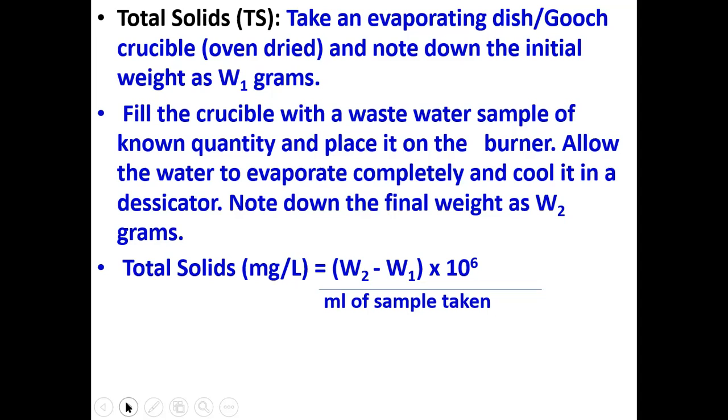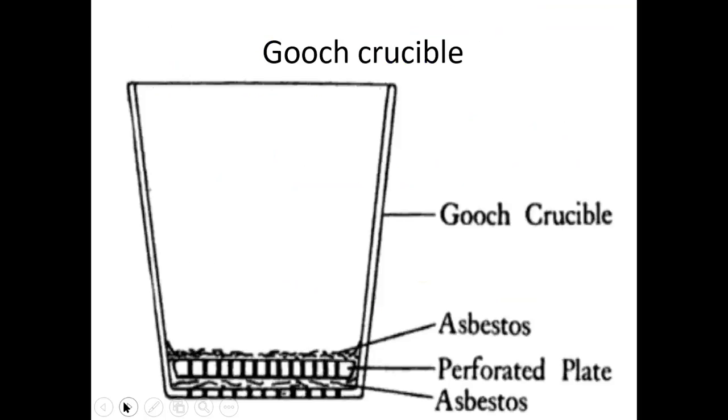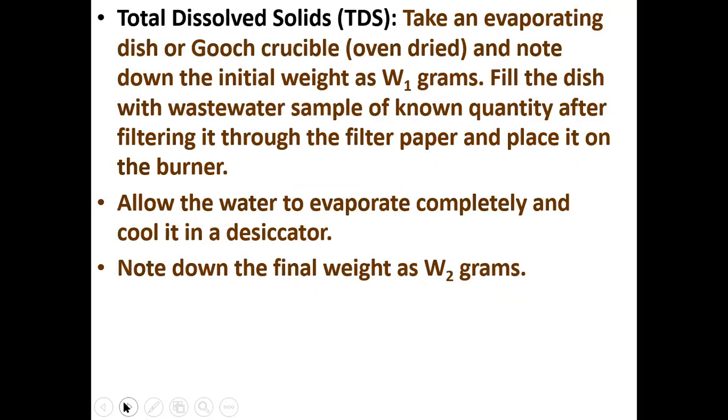Now naturally W2 will be greater than W1 because you have solids which are left out in the weight W2. So the formula for total solids in milligrams per liter is equal to W2 minus W1 into 10 raised to 6 divided by ml of sample taken. Okay, so that conversion is there. That is the reason it is 10 raised to 6. This is how that good crucible looks like. Okay, now that is how you find out total solids.